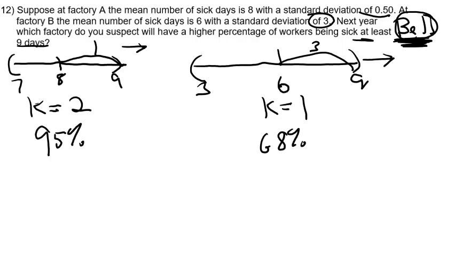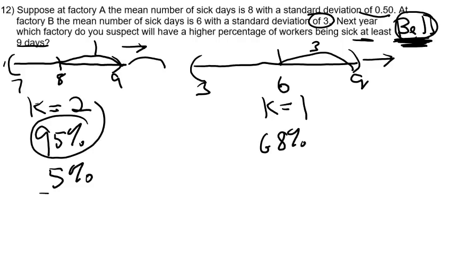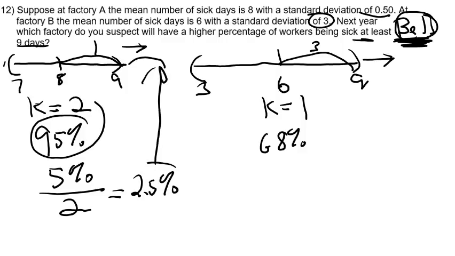Now, here's what you have to think about. If 95% of the data is in the interval, that means 5% of the data is outside of the interval. Well, that's above and below, so we really have to divide this by 2, which means about 2.5% of the data is going to be above 9.